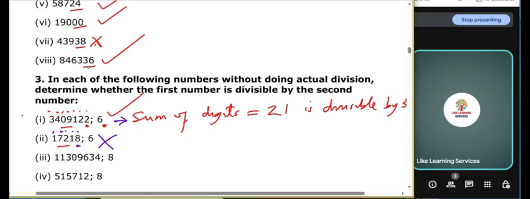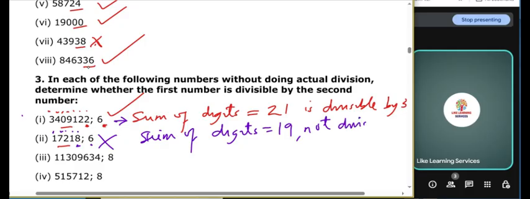Because for it to be divisible by 6, it must be divisible by both 2 and 3. The sum of digits is equal to 19, which is not divisible by 3.